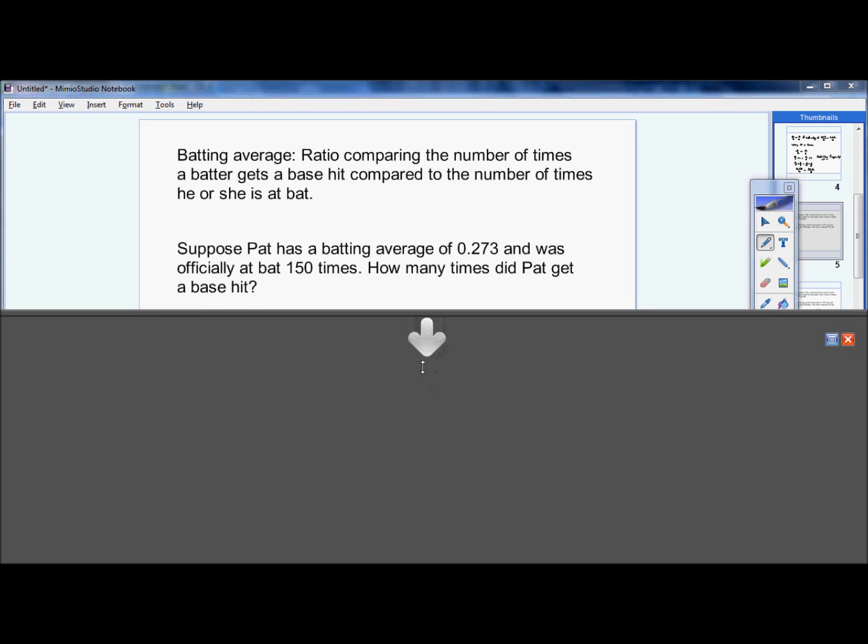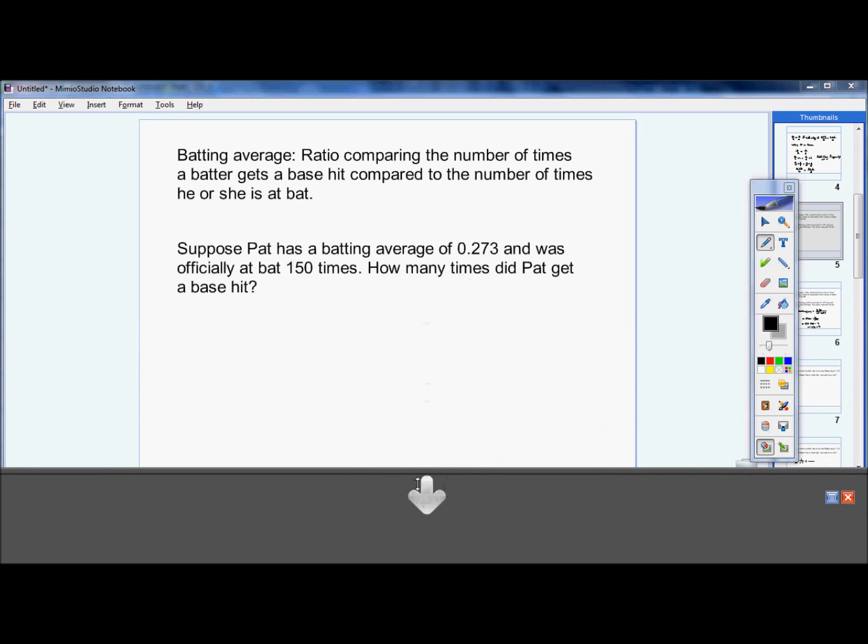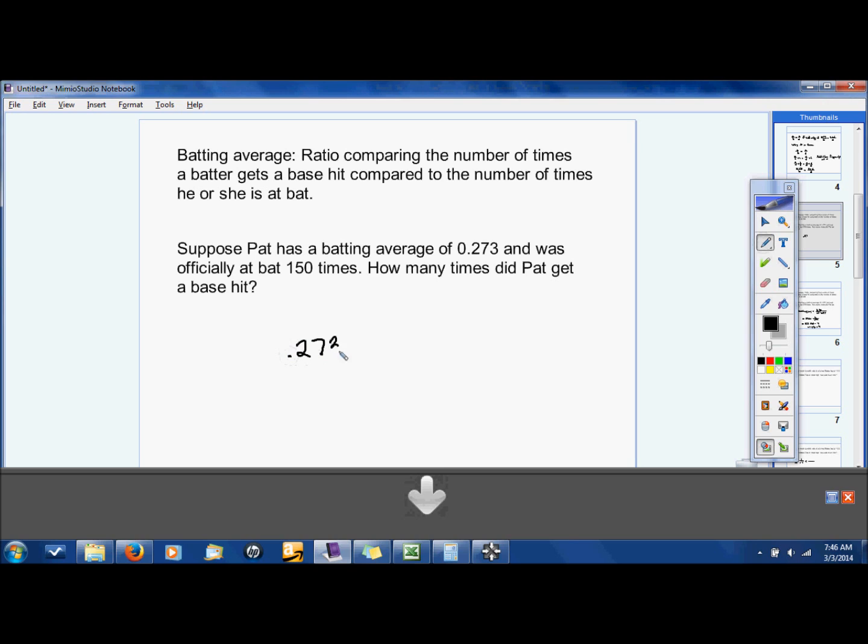So let's look at this person, Pat. Suppose Pat has a batting average of .273 and was at bat 150 times. How many times did Pat get a base hit? We can set that up as a really nice simple proportion, nice simple ratio problem. Okay, it says the ratio comparing the number of times they get a base hit compared to the number of times at bat. So here's the batting average, that's .273. So 0.273, the batting average.